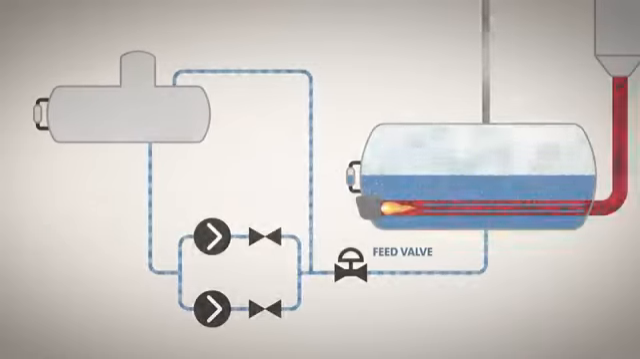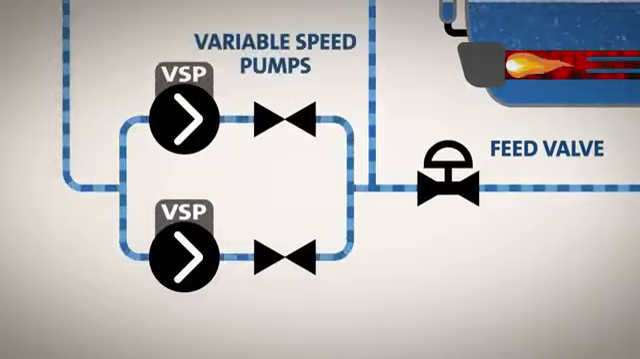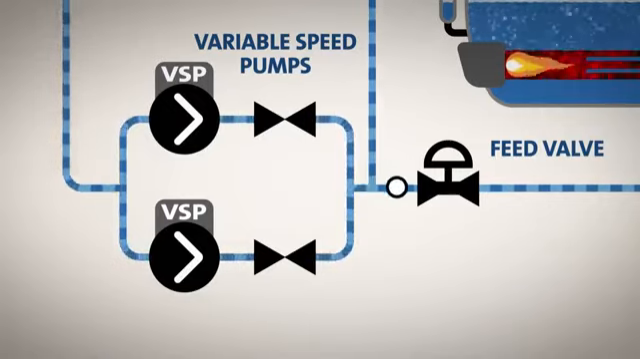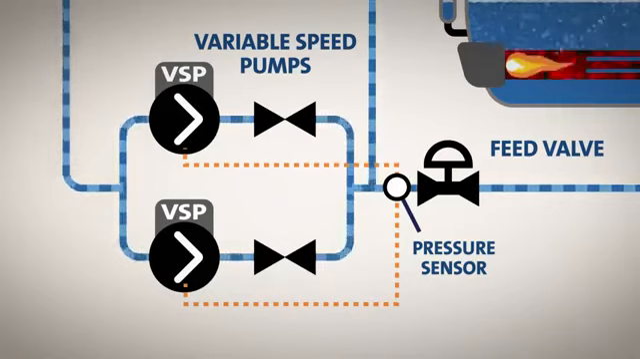To reduce this pressure loss, a third strategy combines the feed valve with variable speed pumps. The variable speed pumps adjust their operation according to signals from a pressure sensor in front of the feed valve, minimizing the differential pressure across the feed valve. The result is reduced energy consumption on pump operation. But the strategy still relies on a bypass system and a feed valve to control the water level.